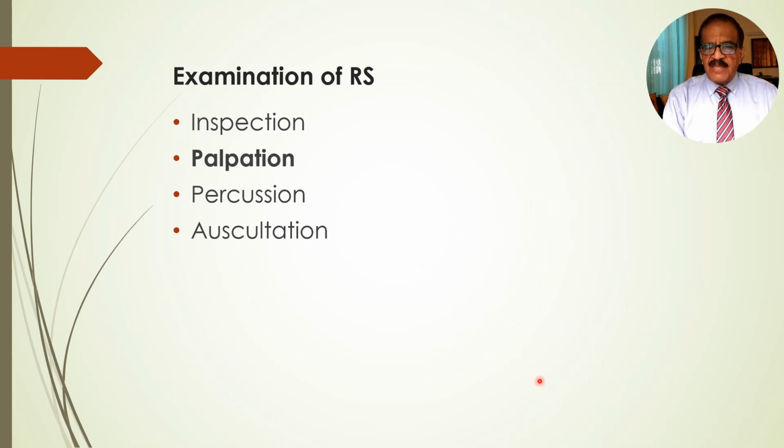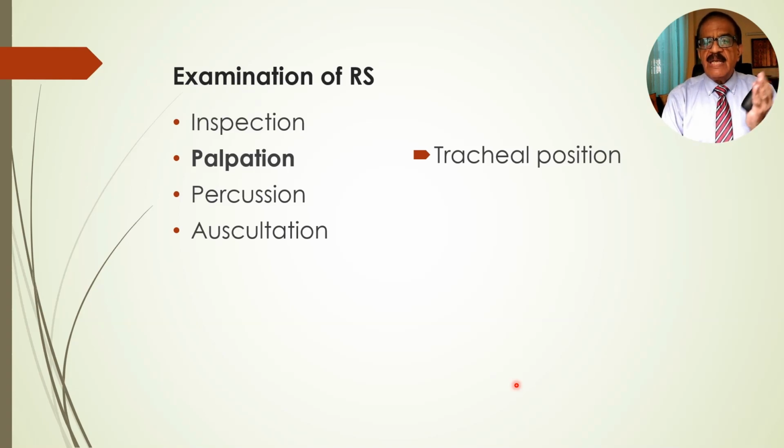So after inspection, then you do palpation. Whatever you inspect, it is a natural tendency that you then touch that thing and confirm your findings. So that would be applicable on examination of the chest also. First of all, you examine the trachea. That would be included in inspection also. If the trachea is deviated, you will note it in the inspection, but formally it is tested in palpation.